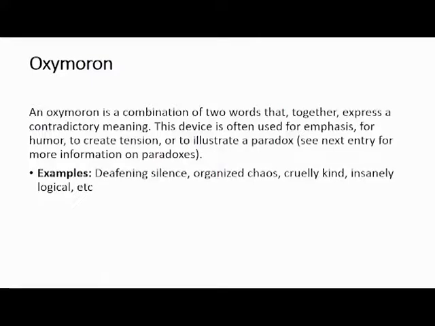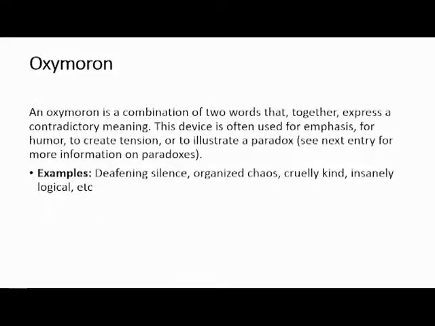And then we have oxymoron. An oxymoron is a combination of two words that together express contradictory meaning. This device is often used for emphasis, for humor, to create tension, also to illustrate a paradox. For instance, we have deafening silence, organized chaos, cruelly kind, insanely logical. If you look at the words deafening silence, these two words express contradictory meaning. These two words are opposite, deafening silence.